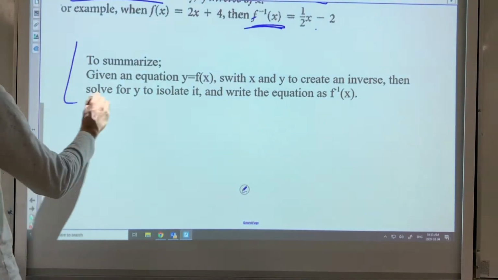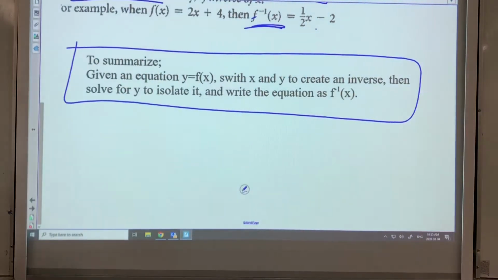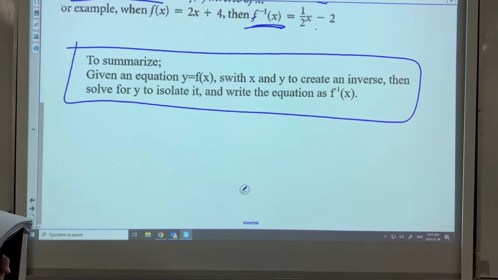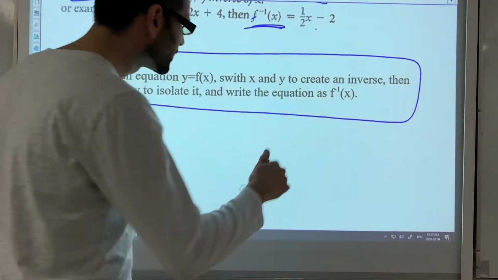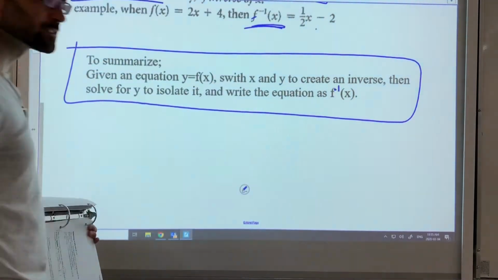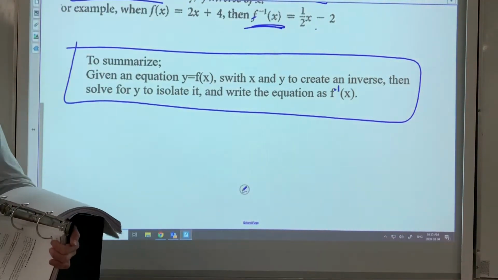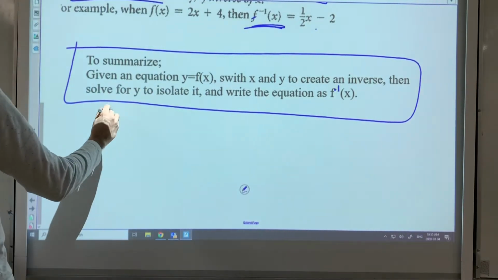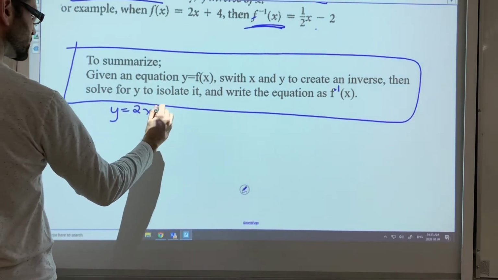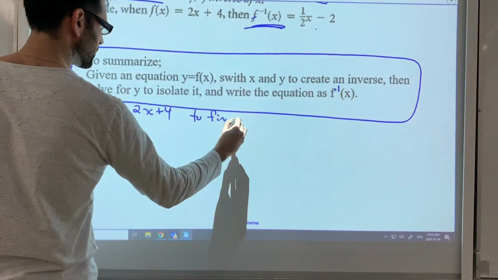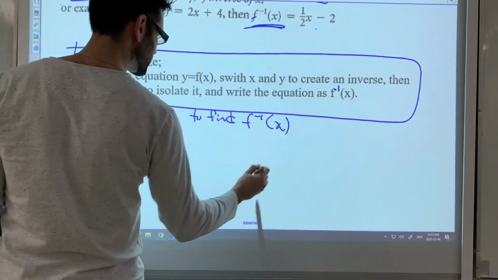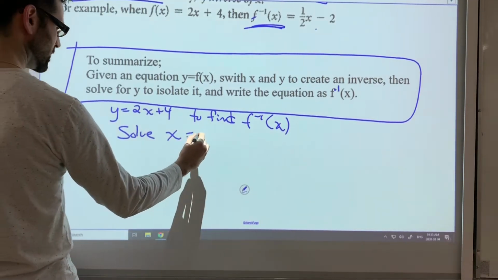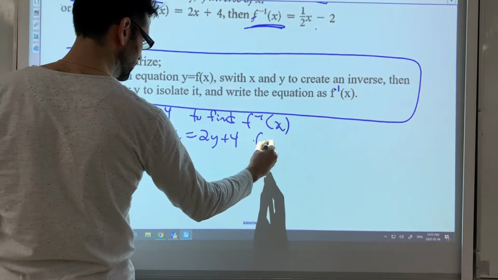And to summarize, I think this is really good. Given an equation y equal f of x, switch x and y to create an inverse, and then solve for y to isolate it and write the equation as f to the negative 1 of x. So the reason we did those 4 exercises at the beginning where we were solving for x is when you're finding the inverse. So if I use this one, you got y equals 2x plus 4. To find f to the negative 1 of x, we switch x and y. So we solve x equals 2y plus 4 for y.